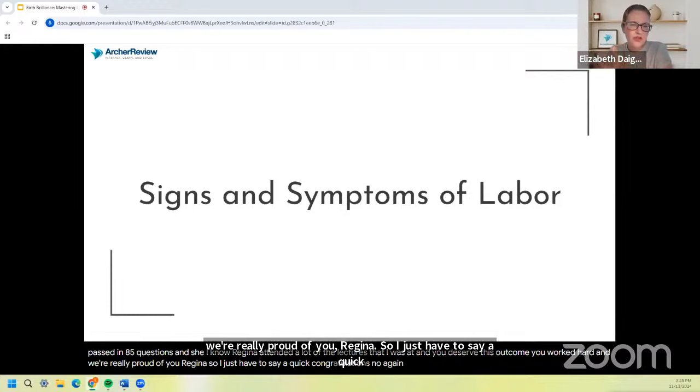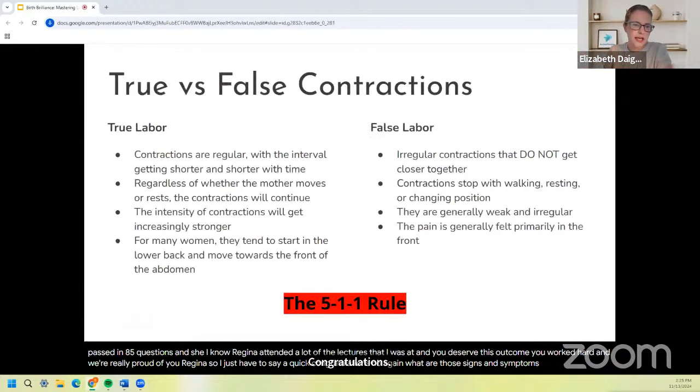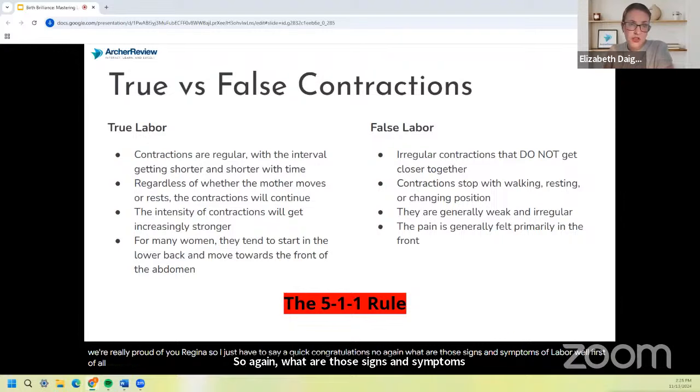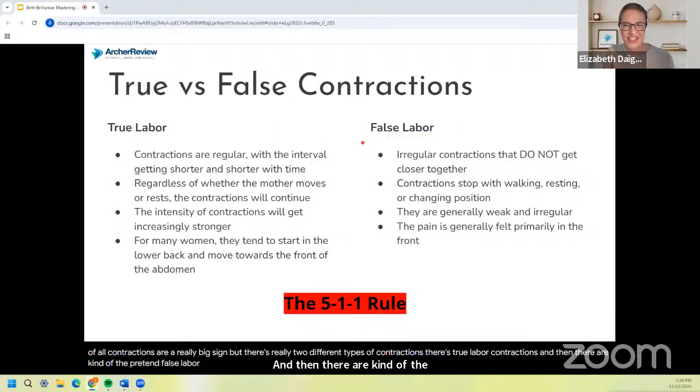So, again, what are those signs and symptoms of labor? Well, first of all, contractions are a really big sign, but there's really two different types of contractions. There's true labor contractions, and then there are the pretend false labor contractions, and we call those Braxton Hicks contractions. Now, let's go ahead and compare them really quick.